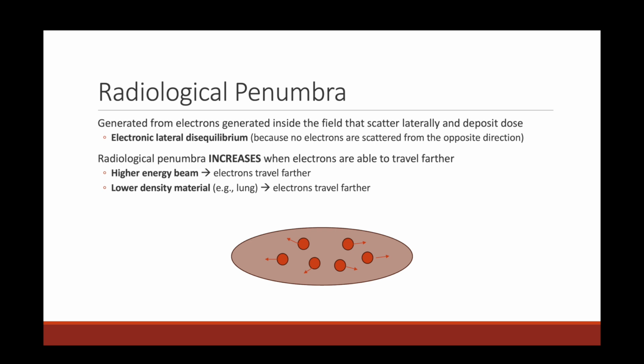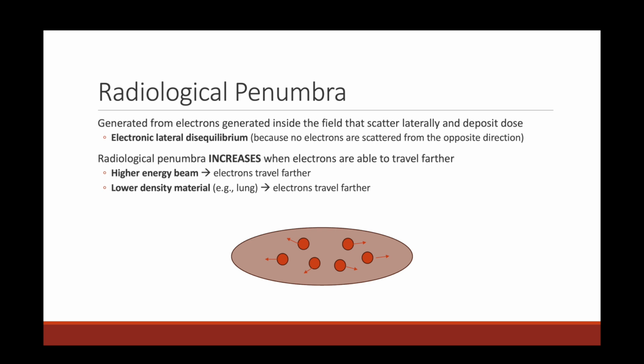And when we attain that electronic equilibrium, that is when our dose exceeds our Kerma along the central axis of the beam, right? Well, now on the edges of the beam, think about the electrons that are being created towards the edges and are getting scattered out to the lateral edges of our field, but then there's no electrons to come back inside. And so this is an electronic lateral disequilibrium. And if we think about it, our radiological penumbra from all those electrons scattering laterally is just going to increase when our electrons are able to travel further.